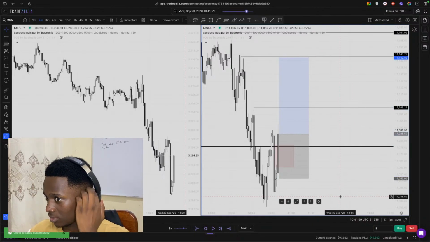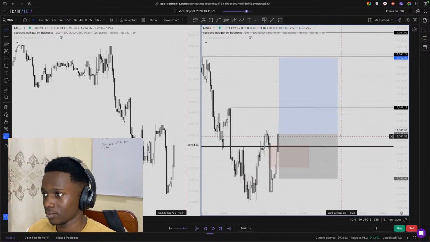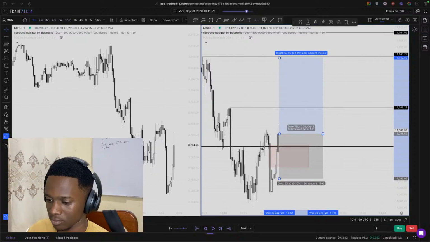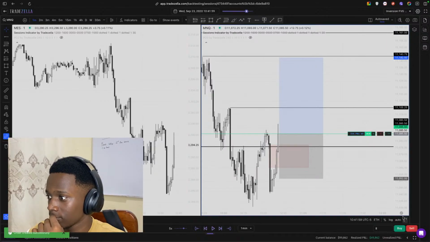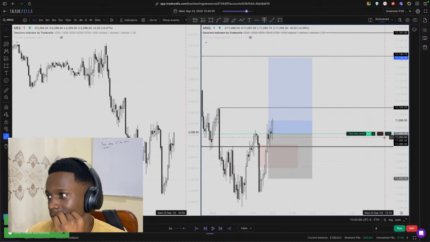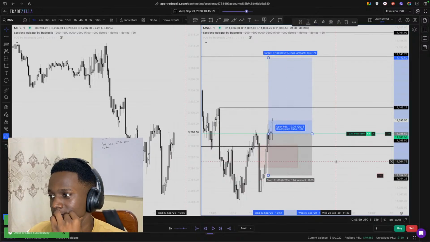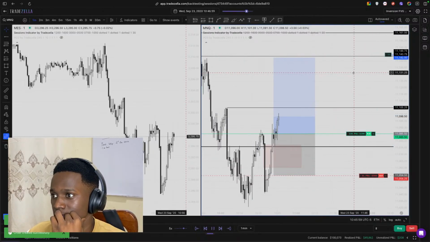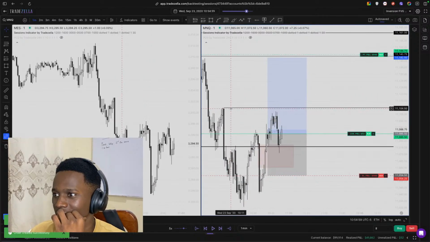Right, micros long. Now we just have to wait and see what happens. Okay, so the stop will be at this low here. We're not gonna move to break even if it doesn't hit that high.